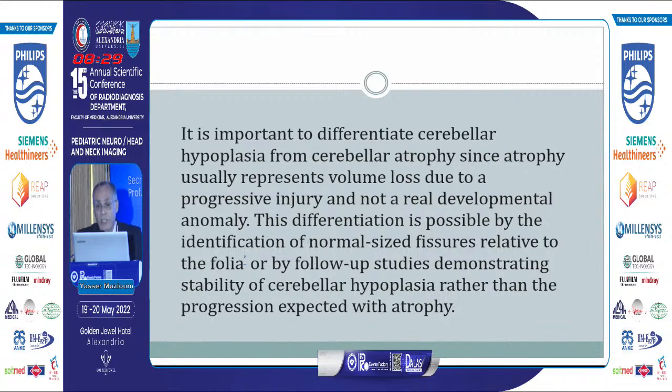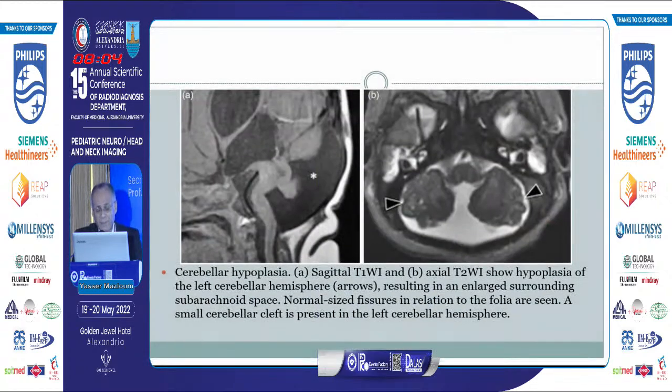It is important to differentiate cerebellar hypoplasia from cerebellar atrophy, since atrophy usually represents volume loss due to progressive injury and not a real developmental anomaly. The differentiation is possible by identification of normal size fissures relative to the folia, or by follow-up studies demonstrating stability of cerebellar hypoplasia rather than the progression expected with atrophy. Here we can see a severely maldeveloped cerebellum with small vermis.